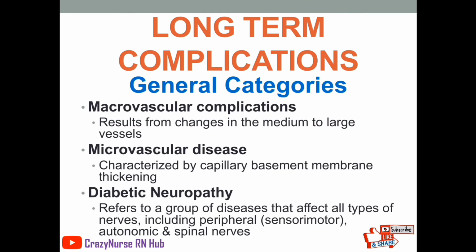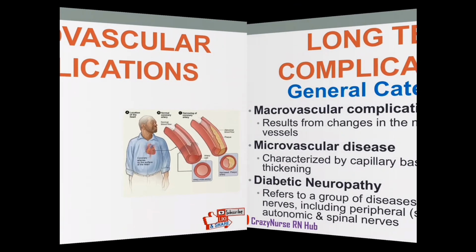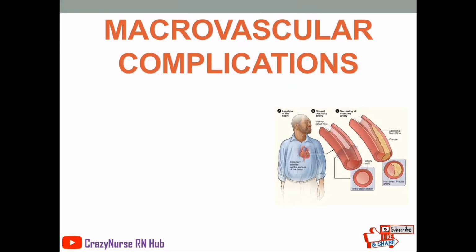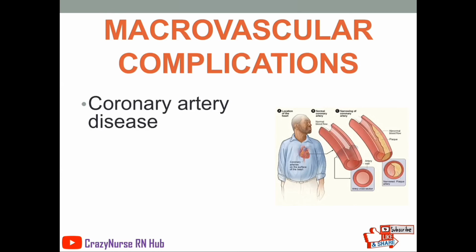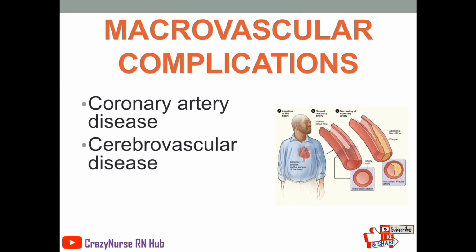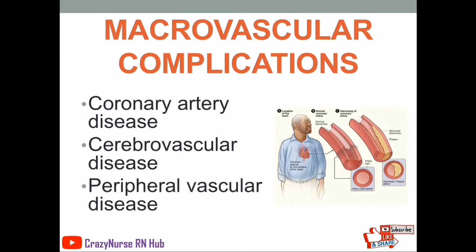And also we have your diabetic neuropathy. It refers to a group of diseases that affect all types of nerves, including peripheral sensory motor, autonomic, and spinal nerves. For the macrovascular complications, we have coronary artery disease, cerebrovascular disease or stroke, and peripheral vascular disease.